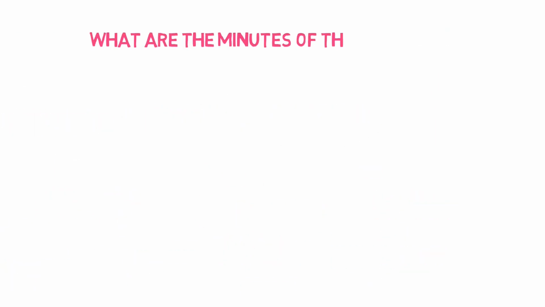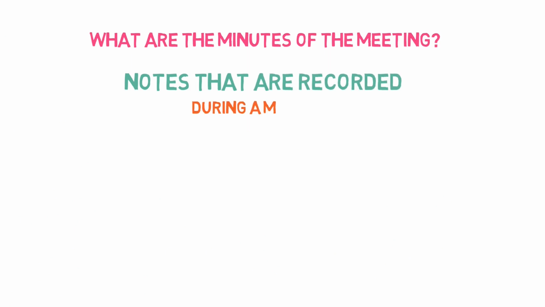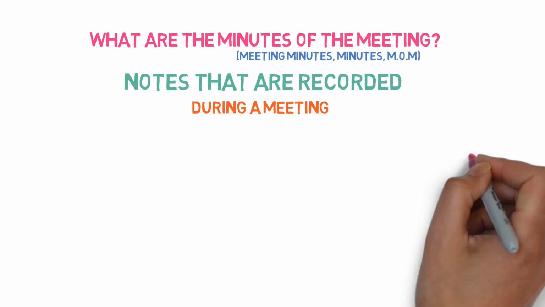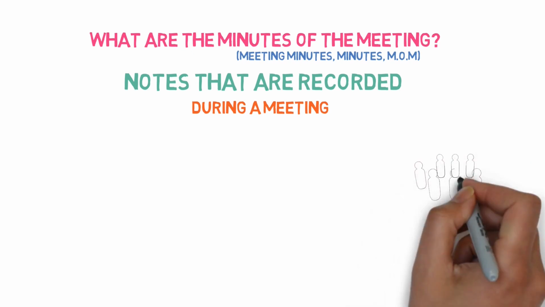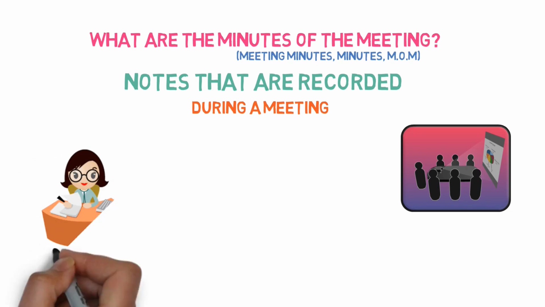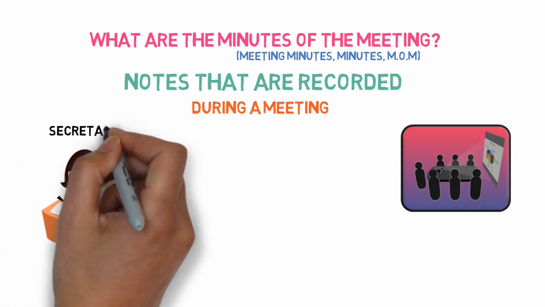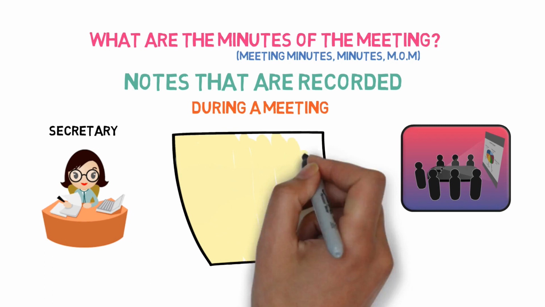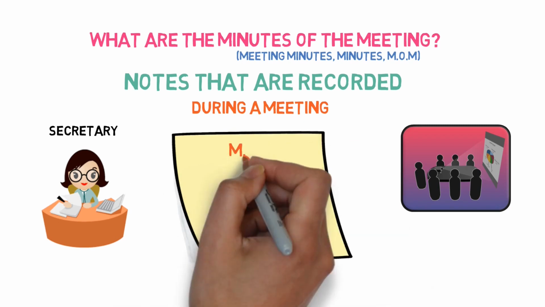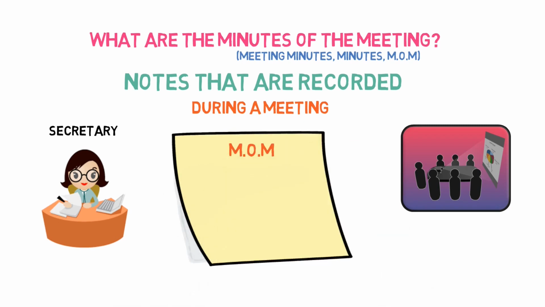What are the minutes of meeting? Minutes of meeting are notes that are recorded during a meeting. Minutes of meeting is also referred to as meeting minutes, or in abbreviated form, M.O.M. So, in simple terms, if there is an important meeting on any policy change in the company, there would be one person, generally the secretary, who would be noting down all the points that happened during the meeting, and he would be sharing it with all the invitees.